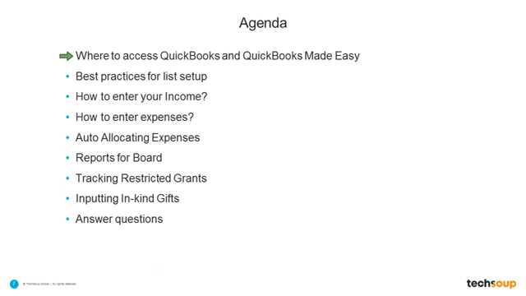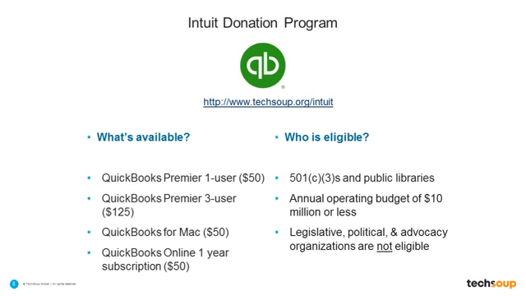Looking at our agenda for today, we'll do a quick review of where to get QuickBooks and QuickBooks Made Easy. We'll talk about the best practices for setting up your lists. And then Greg's going to show us live on screen how to enter your income and expenses. He'll try to quickly cover auto-allocating expenses, coming up with the reports for your board, tracking restricted grants, inputting in-kind gifts, and we'll do our best to answer some of your questions. This is 90 minutes, so we will do our best to cover all of this, but it is going to be a lot.